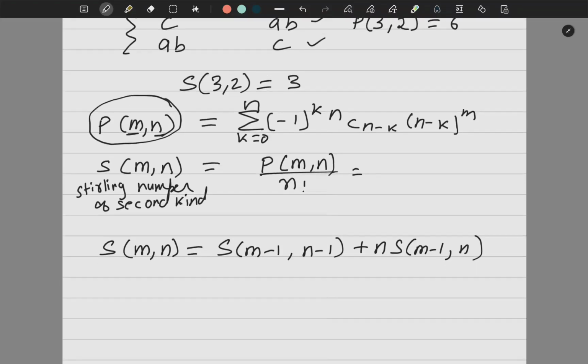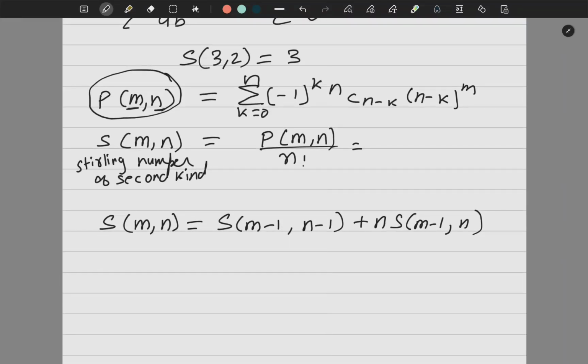Use your common sense and tell me, when I am writing S(M,n), what am I talking about? I am talking about arranging M objects in n boxes or n places. Now suppose I want S(n,0). How many ways can I arrange n objects in 0 places? Of course 0. How many ways can I arrange 0 objects in 0 places? One way, because there is nothing.